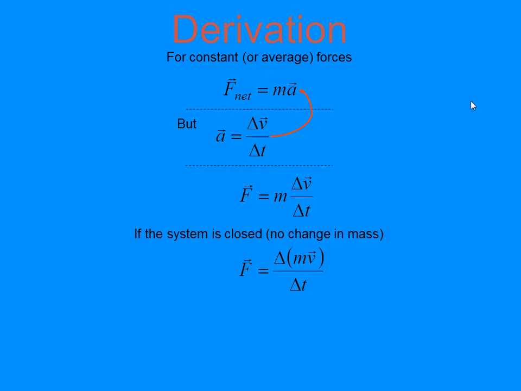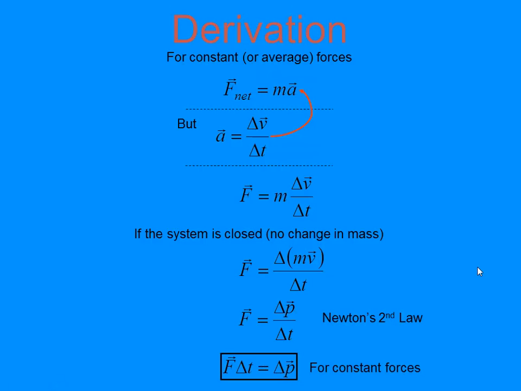And of course, mv is momentum. This is actually Newton's second law. Newton didn't write force equals mass times acceleration in his Principia. He wrote force is the rate of change of momentum, which is what we found here. Right? Force equals the change in the momentum over the change in the time, the rate of change of momentum. And if we multiply by the change in the time, we get the impulse change in momentum equation for constant forces.